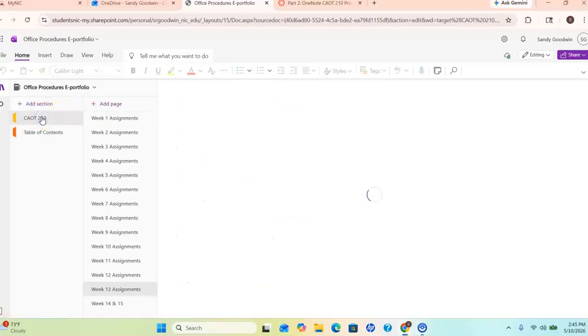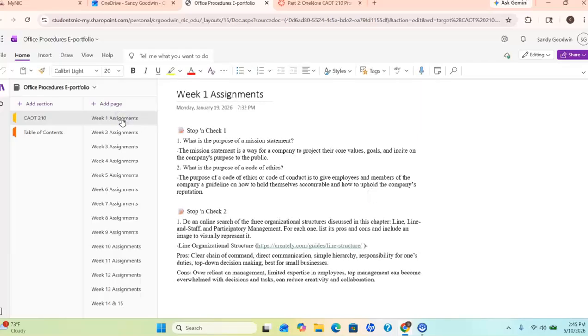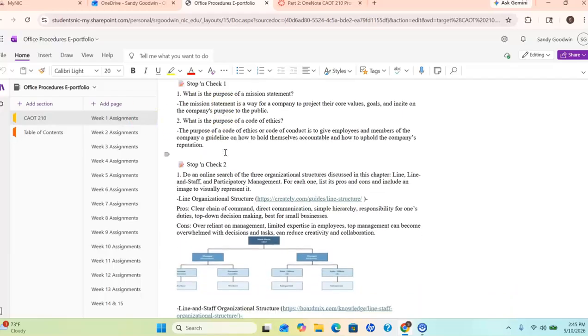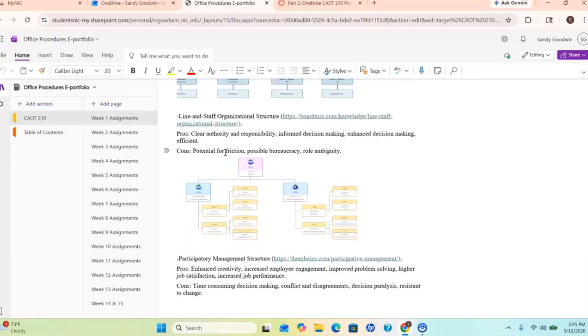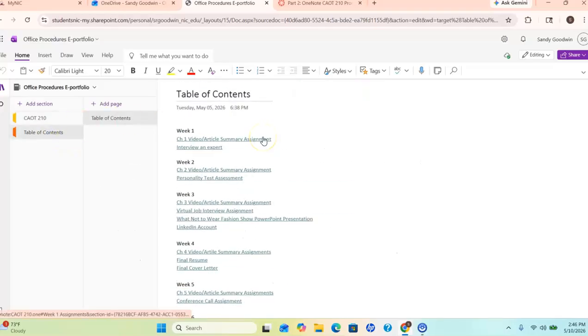If we travel over here, this is how I organized everything by week. You'll see in week 1, as I finished each project or each assignment, I copied it into the corresponding week. And then I was able to link them in the table of contents, a lot easier.